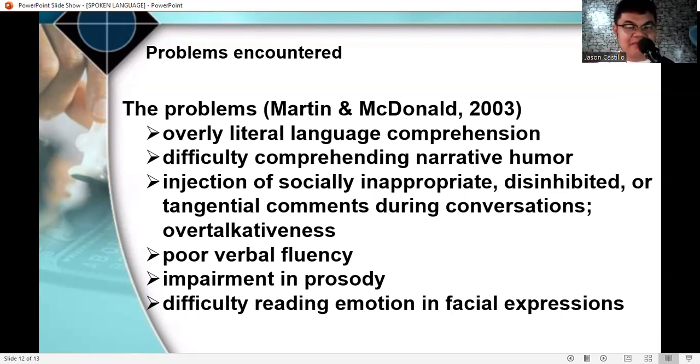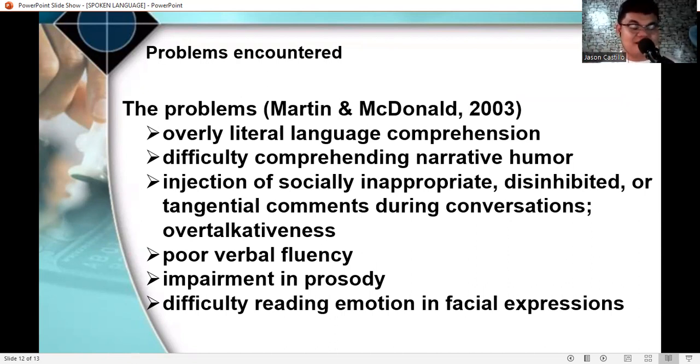Next is impairment in prosody and difficulty reading emotion in facial expressions. These are the problems that might be encountered by these two populations that were mentioned a while ago. So in a nutshell, spoken language competence is really very important. It's something that we cannot neglect, because this is the beginning of more complex problems if the child is not competent.